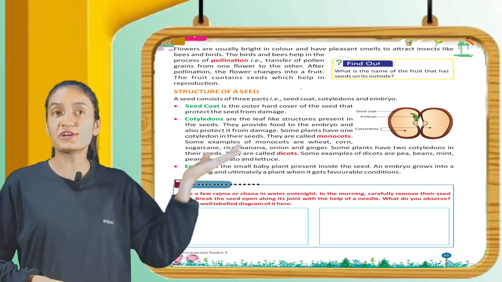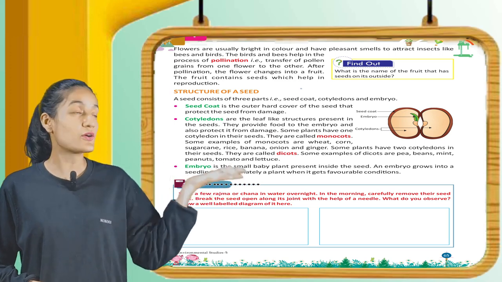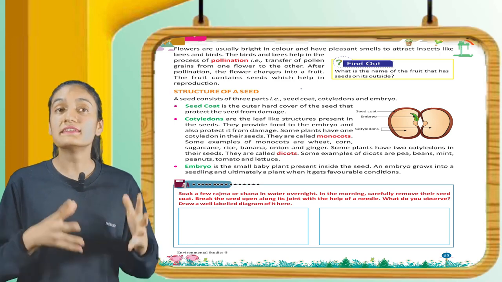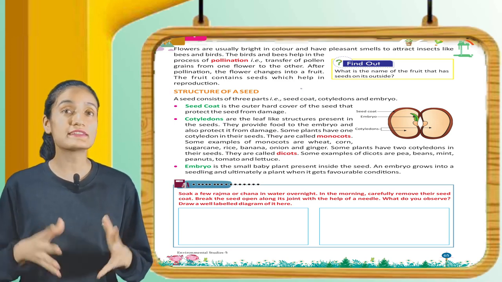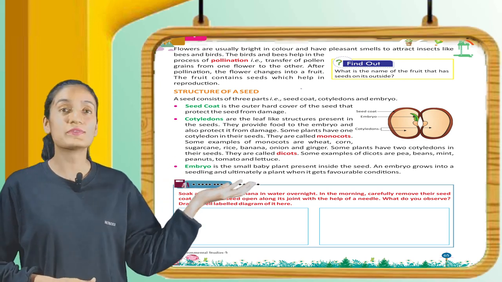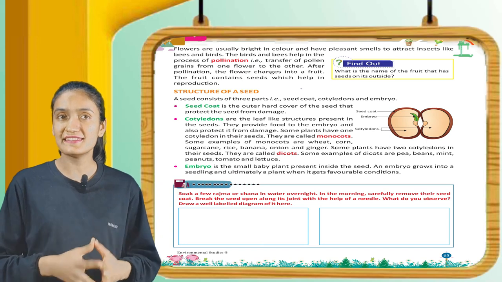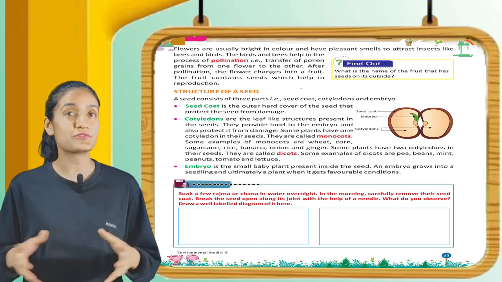Now, structure of a seed. A seed consists of three parts, that is seed coat, cotyledons and embryo. Let's see seed coat. Seed coat is the outer hard cover of the seed that protects the seed from damage. Cotyledons are the leaf-like structures present in the seeds. They provide food to the embryo and also protect it from damage.